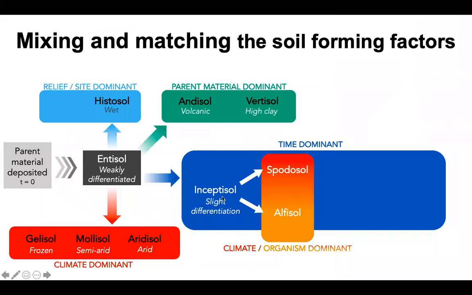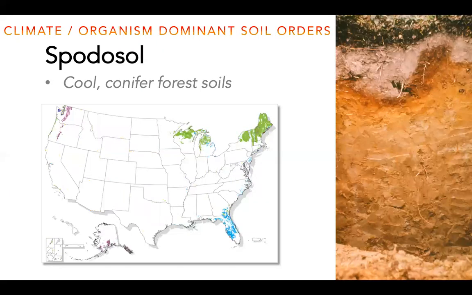Now, once you move from an inceptisol, you start to get the effect of organisms and climate. Those two are kind of interlinked, but you start for those to have some effect on which soil order you see. So the first one is a spodosol.